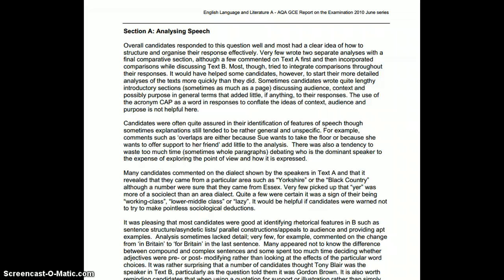There was also a tendency to waste too much time, sometimes whole paragraphs, debating who is the dominant speaker, to the expense of exploring the point of view and how it is expressed. Dominant speaker: mention it once, don't do it again. Don't keep going into dominant speaker.